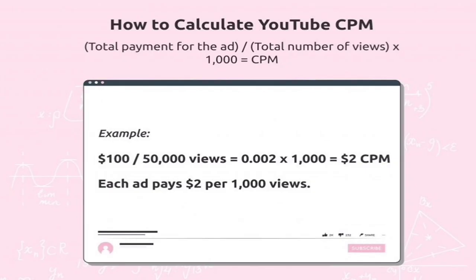Time to do some mathematics now. How to calculate your YouTube CPM? This can be termed as total payment for the ad divided by total number of views, multiplied by 1,000, equals CPM. This means if you get $100 for the total payment of the ad and you got 50,000 views, that would be equal to 0.002 times 1,000, and that is $2. Each ad pays $2 per 1,000 views.